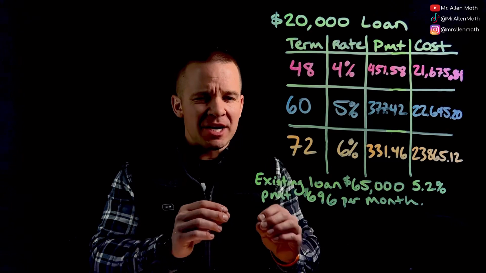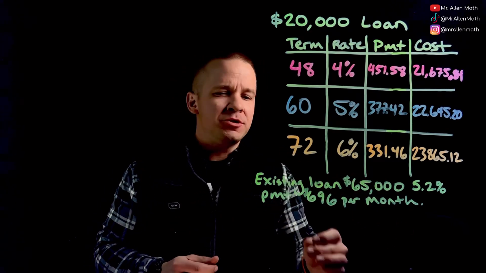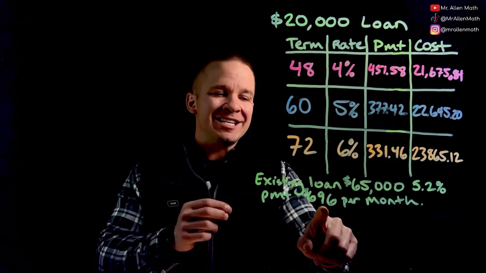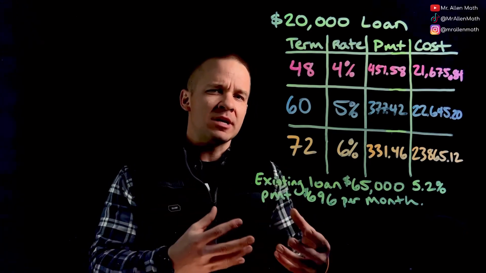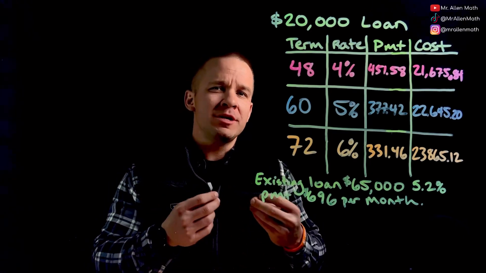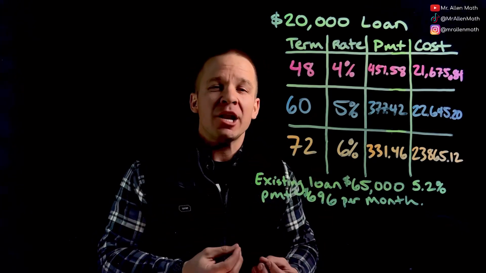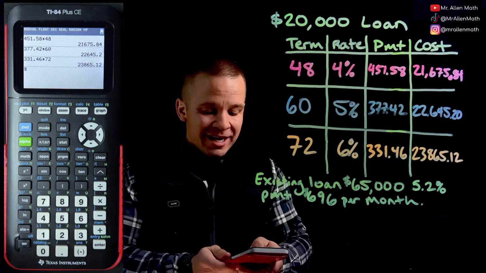So let's say we have ourselves an existing loan of $65,000 at 5.2% interest, and our payment is $696 per month. Now, my question to you guys is, how much could we save if we paid $100 more each month? Could we pay this off quicker, and could we save some moolah? You know what I'm saying? So once again, we're going to head to that TVM solver.